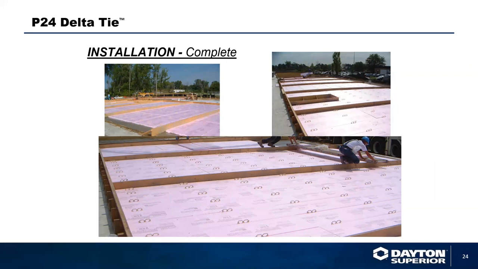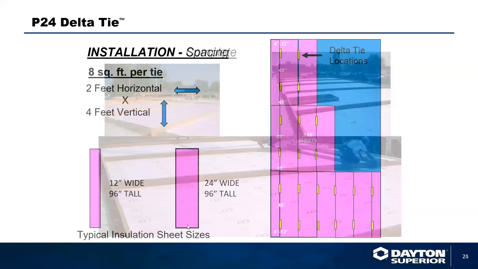The delta tie will go in depending on how they're actually putting it in place. Here you can see they put a workbench across the top, so they can make sure they get the delta tie in place without disrupting any of the other ties in place.